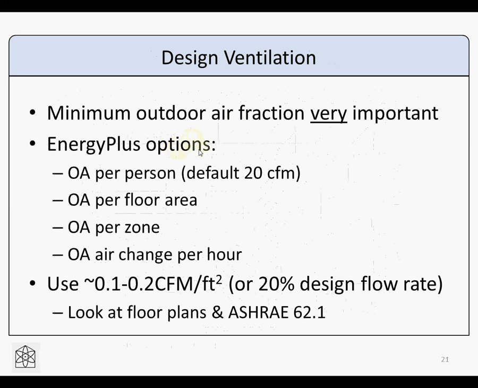Another one you want to look at is the design ventilation. For each building, there's a certain amount of fresh air it has to provide per each document. There's a bunch of ways you can do this. One is to assume a certain value per person or per floor area or per zone, or a total amount of air change per hour. I think the best way to do this is probably per floor area. That's the way a lot of actual mechanical designers do it, they just assume a set value per floor area because you don't necessarily know your occupancy. So you can assume a 0.1 to 0.2 CFM per square foot, or 20% of the total design flow rate, one or the other. And this is specified in ASHRAE 62.1 if you would like to look at that.